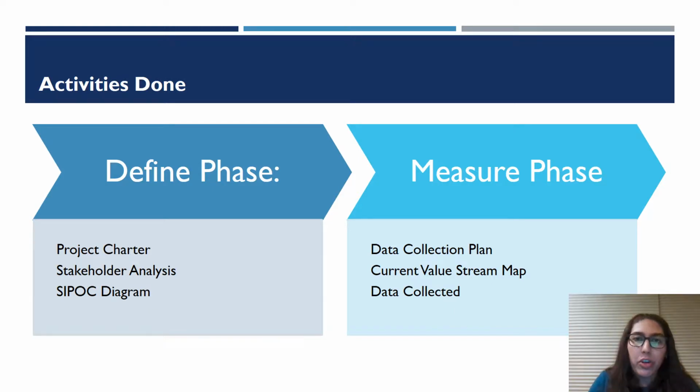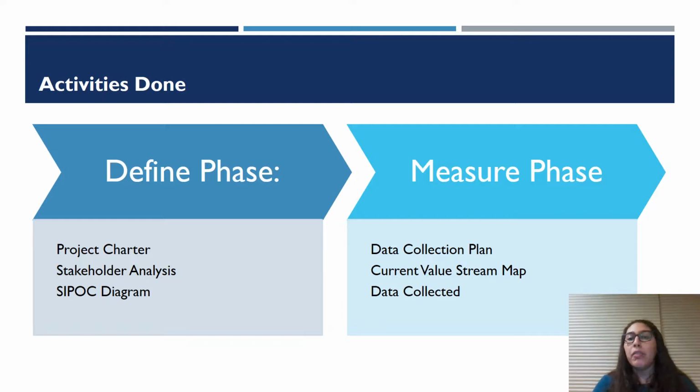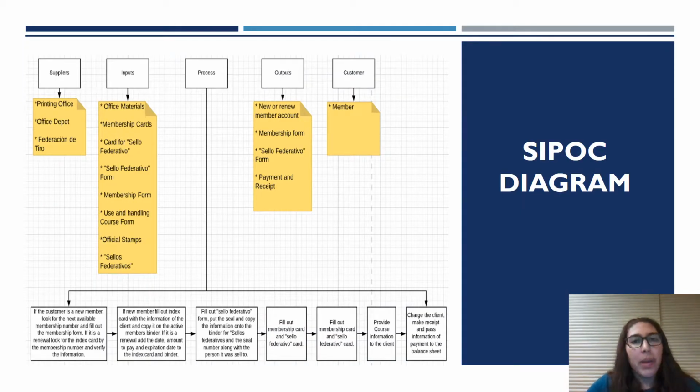Let's move on to the activities done so far, which includes the define and measure phases from the DMAIC methodology. Within those two phases, there's 3 activities under each one of the phases that have been finished. On the define phase, we have the project charter and the stakeholder analysis, which information was included back in November on the proposal presentation. But a SIPOC diagram was also done to understand better the process. On the measure phase, we did a data collection plan and a current value stream map along with obviously the data collected.